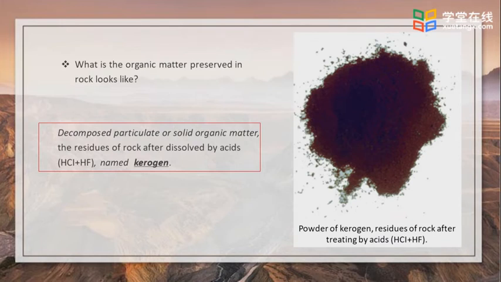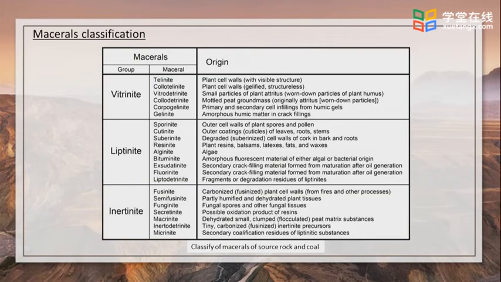So, what does organic matter look like? The organic matter is preserved in a rock. After adding particular acids to the rock, all the minerals will be dissolved, and the remaining residue of the rock, after being dissolved by the acids HCl and HF, will be the kerogen, which is a black powder. So, the kerogen is the organic matter preserved in a rock along with the minerals. The macerals of source rock and also coal are divided into many groups, and each group can be divided into subgroups.